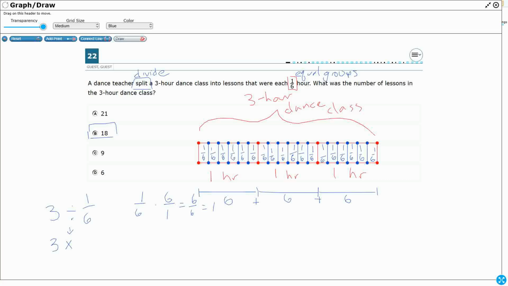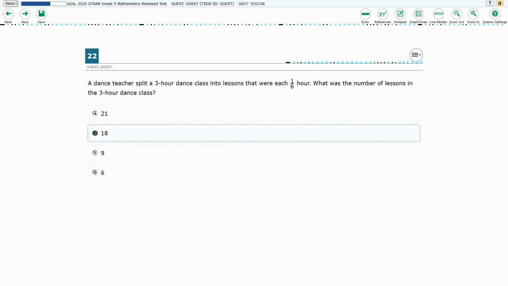So the trick is you just flip it upside down. So we're going to take this, we're going to flip it 6/1, which really, 6/1, it's just 6. Any whole number is a fraction over 1. So now it just turns into 3 times 6, which gets you 18. So whether we are drawing a representation or whether we are using the inverse operation and the reciprocal of 1/6, which happens to be 6/1, either way, our answer here is going to be B. There were 18 different lessons within that 3-hour dance class.